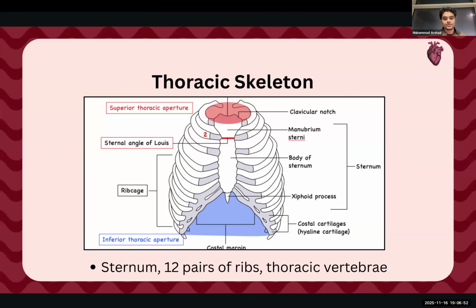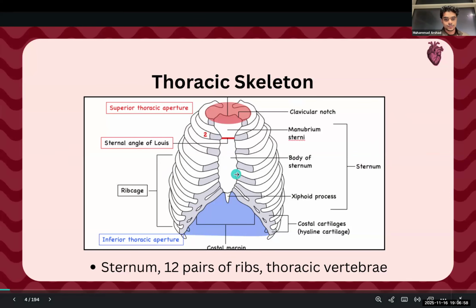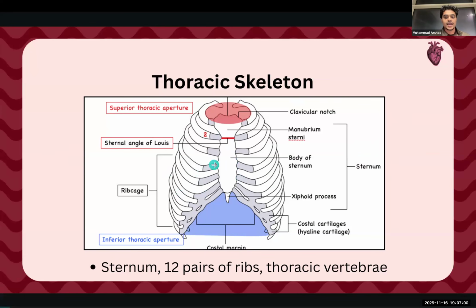Getting straight into it, the first thing that we looked at in the dry lab is the thoracic skeleton. This just consists of the sternum, 12 pairs of ribs, and the thoracic vertebrae. The most important thing that you need to know here, other than the bones, is that this is the superior thoracic aperture, aka the thoracic outlet, and you have the diaphragm at the bottom and the inferior thoracic aperture or outlet.